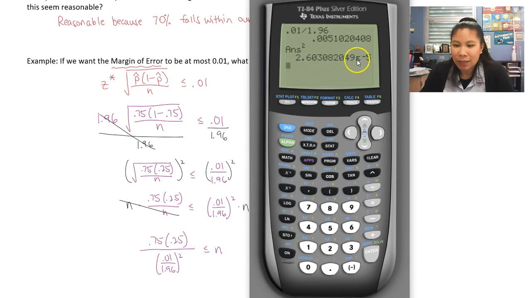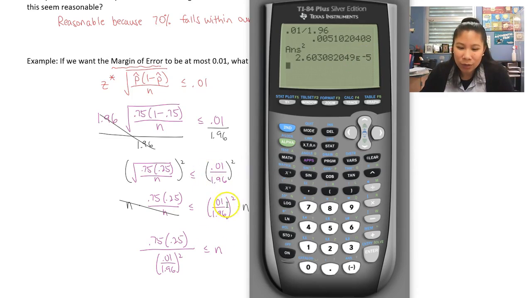And keep in mind this E right here is just scientific notation, so they're basically saying move the decimal place 5 places to the left. So this is actually like 0.000026 and so on. But I don't care about that because I'm just going to keep using whatever number the calculator gives me.